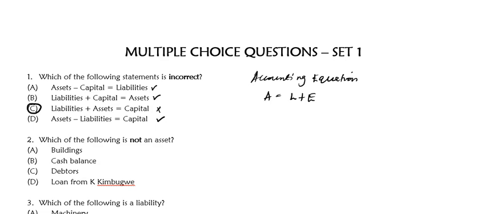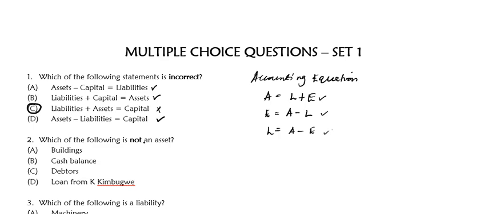So C, when you add the liabilities plus assets, you don't get capital. From the accounting equation, assets equals to liabilities plus equity. This means that equity can equal to assets minus liabilities. It also means that liabilities can equal to assets minus equity. So these are the options that are right. Try to look at the accounting equation. So option C is wrong. When you add assets plus liabilities, you don't get capital.